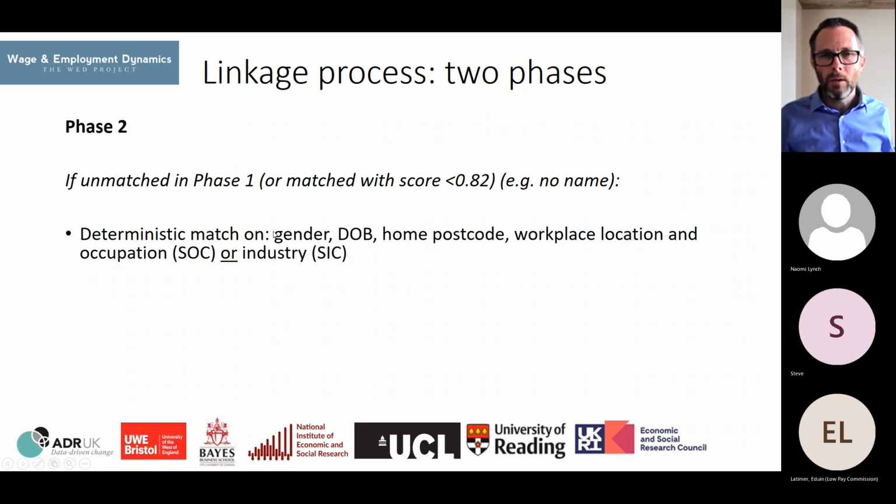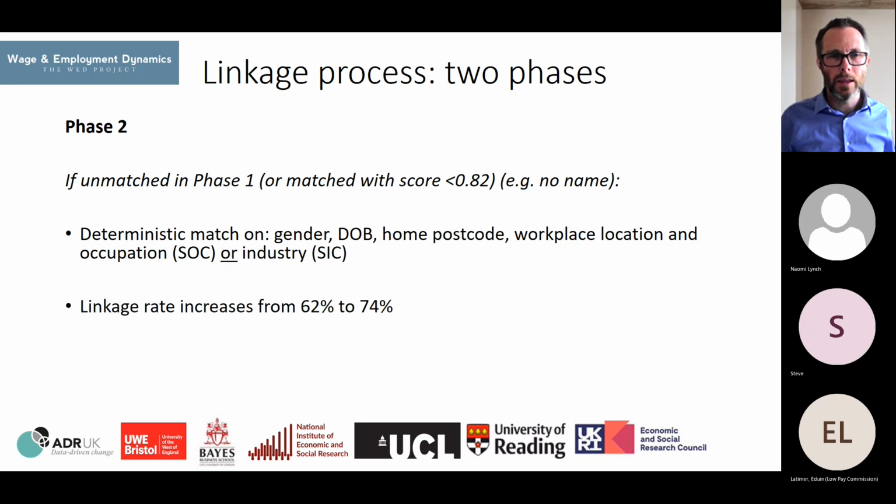And so they were now looking for deterministic matches on the combination of gender, date of birth, home postcode, workplace location, and one or other of occupation or industry. Through that process, they've managed to link a whole bunch more records, and those additional match records are the ones now being added to the data set in drop 1. As a result, the linkage rate increases from 62% to 74% in ASHE 2011.